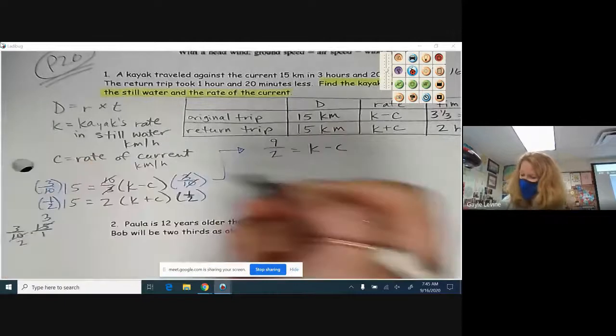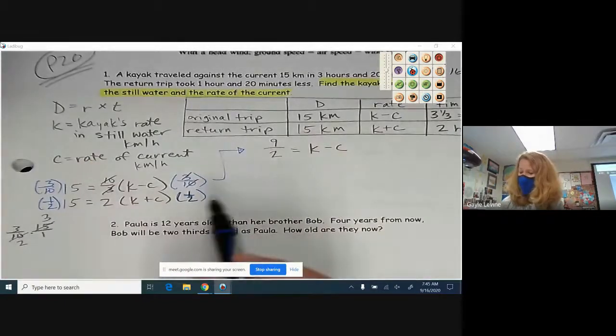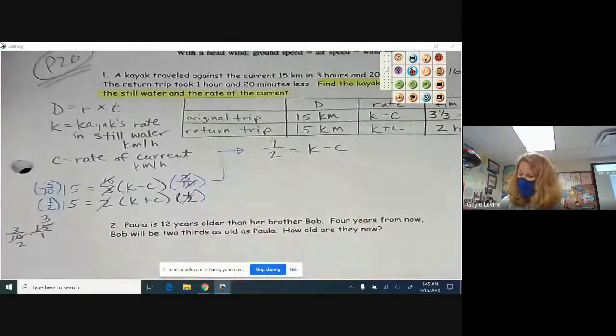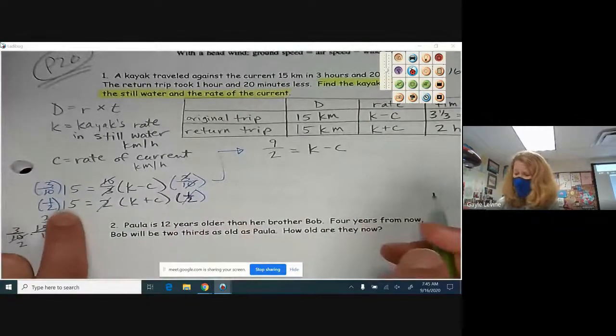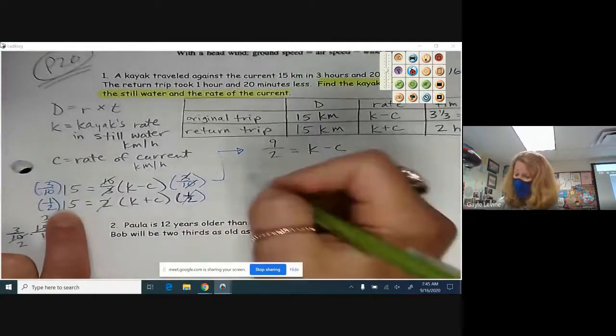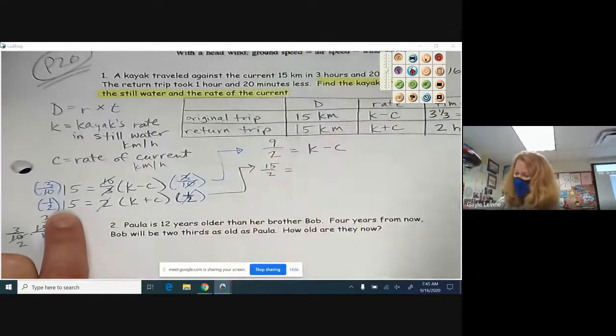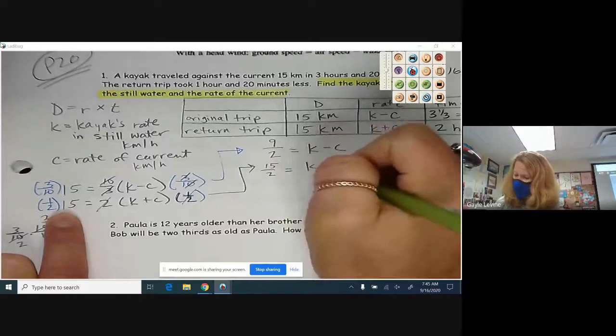And that one's a lot easier. So the only one that was really tricky was that 10/3. So here the 2 and the 1/2 cancel. I would go ahead and write your left-hand side as 15 over 2. And then you're going to have K plus C.